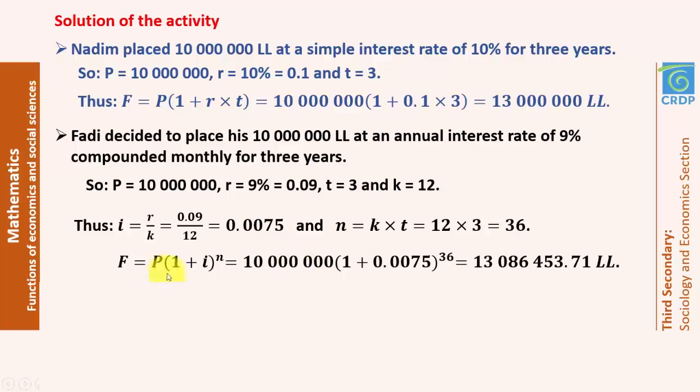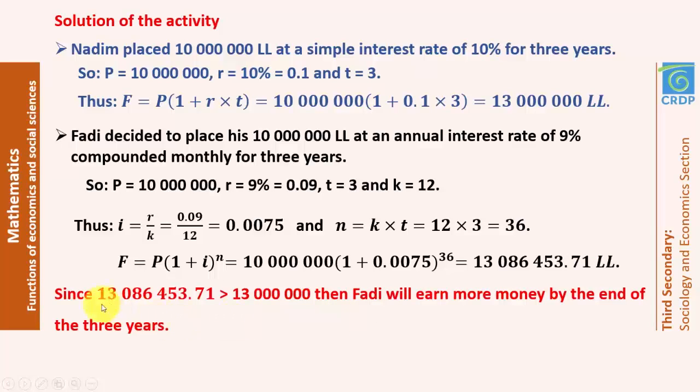The future value then is P times (1 plus I) power N. 10 million times (1 plus 0.0075) power 36 equals 13,086,453.71 Lebanese liras. Then it's clear that Fadi earned more money. Why? Because 13,086,000 is more than 13 million. So using this calculation, we noticed that Fadi earned more money.